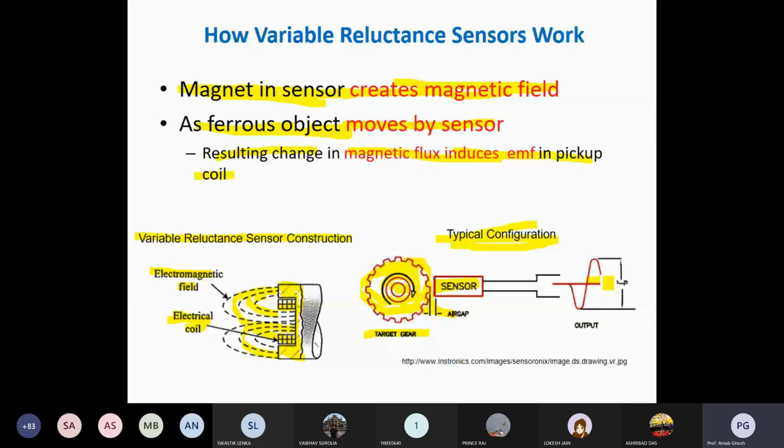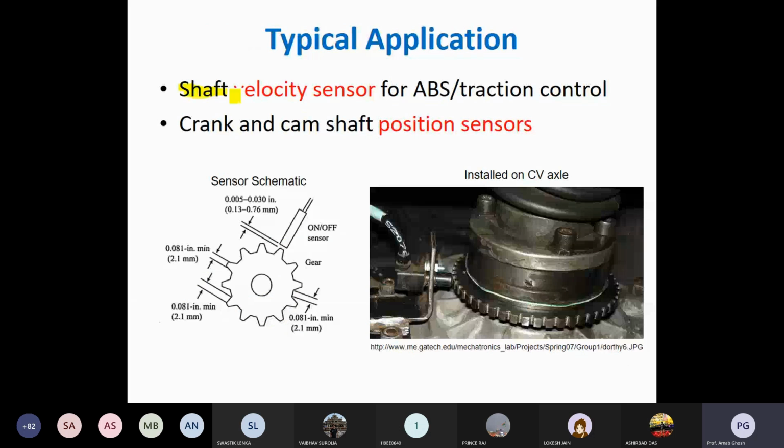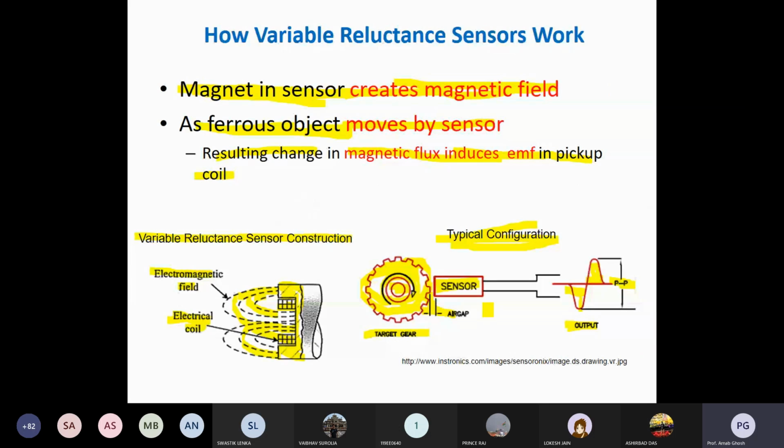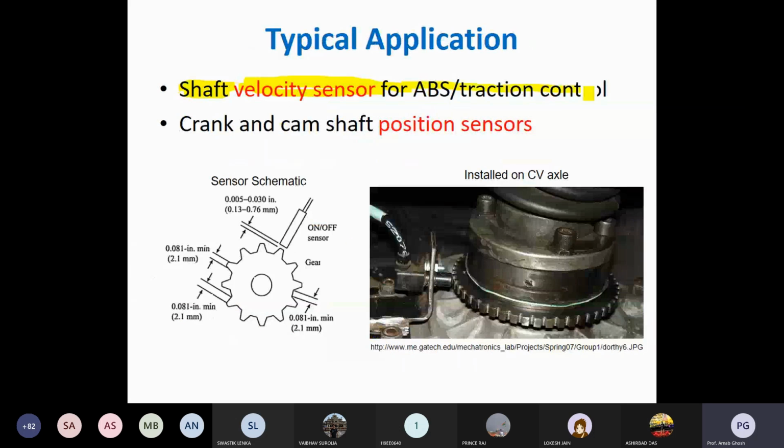Now some other diagrams are there, showing typical applications of the velocity sensor. That is your position sensor and velocity sensor. Velocity sensors are used in ABS and traction control, which I am telling you about now.